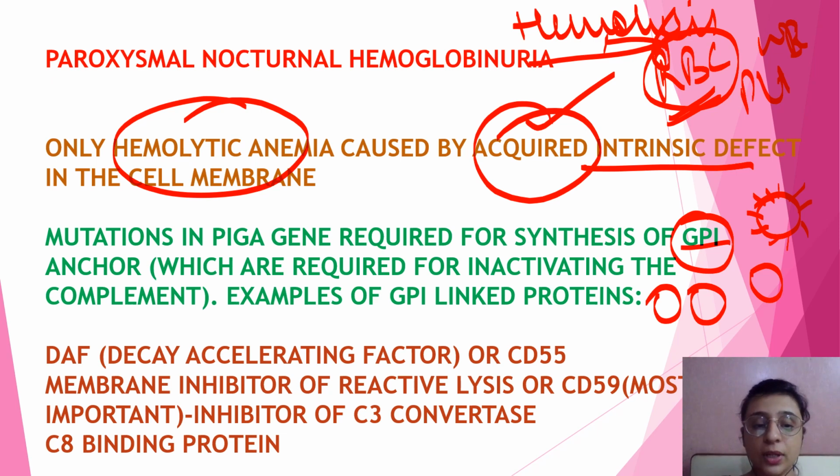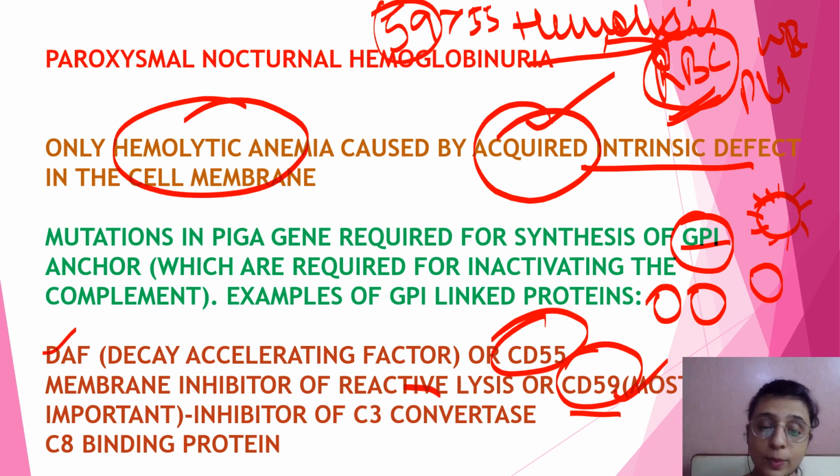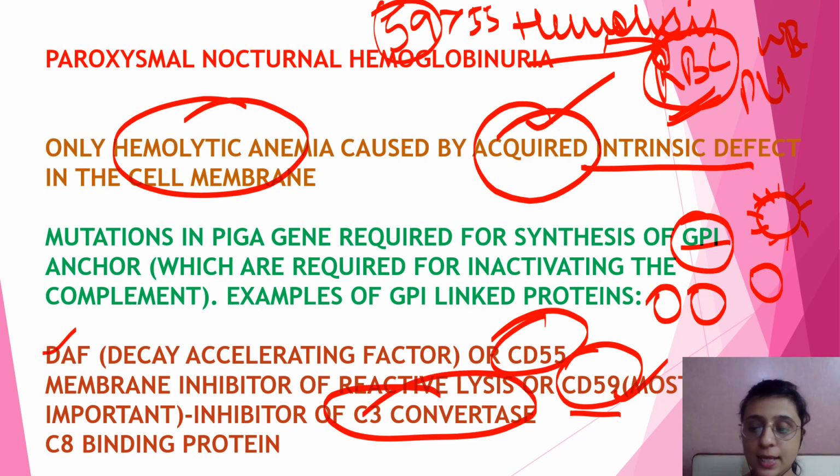Now, these are required for inactivating the complement, and if not present, they will lead to increased complement activation and thus increased hemolysis. Important GPI linked proteins you have to remember are decay accelerating factor or CD55, and membrane inhibitor of reactive lysis, or CD59. Now how will you remember which is more important, CD55 or 59? At least I remember with the name that 59 is a larger number, so CD59 is much more important, right? It is in fact the most important GPI linked protein, which normally has a function to inhibit C3 convertase and thus protects your RBCs from complement mediated lysis.